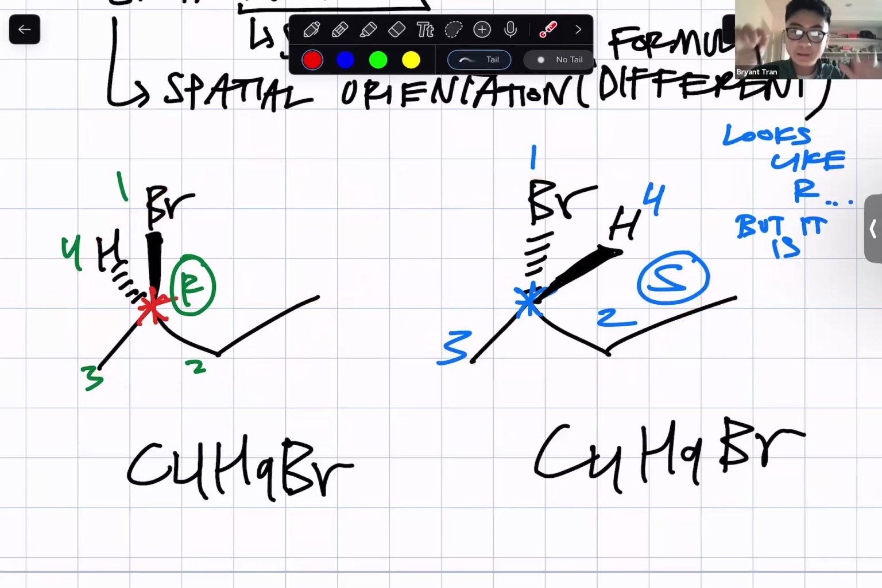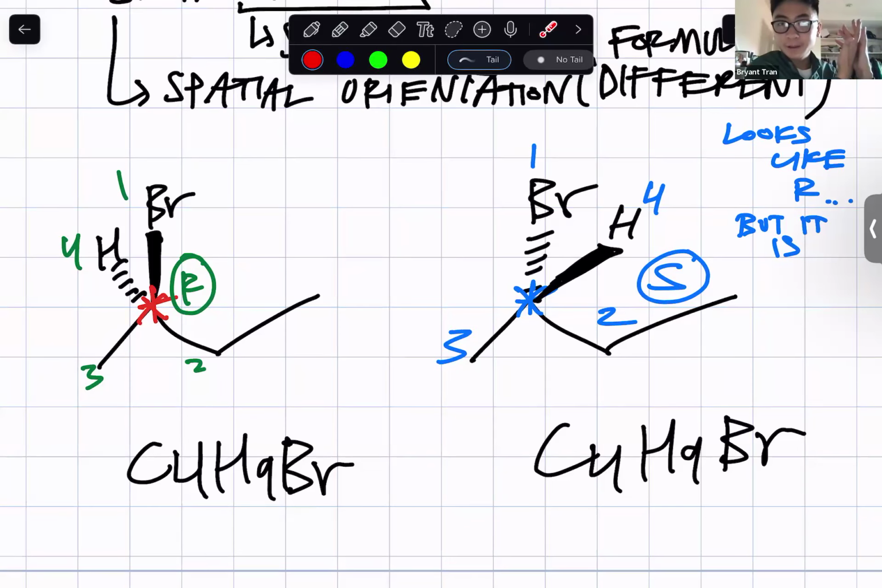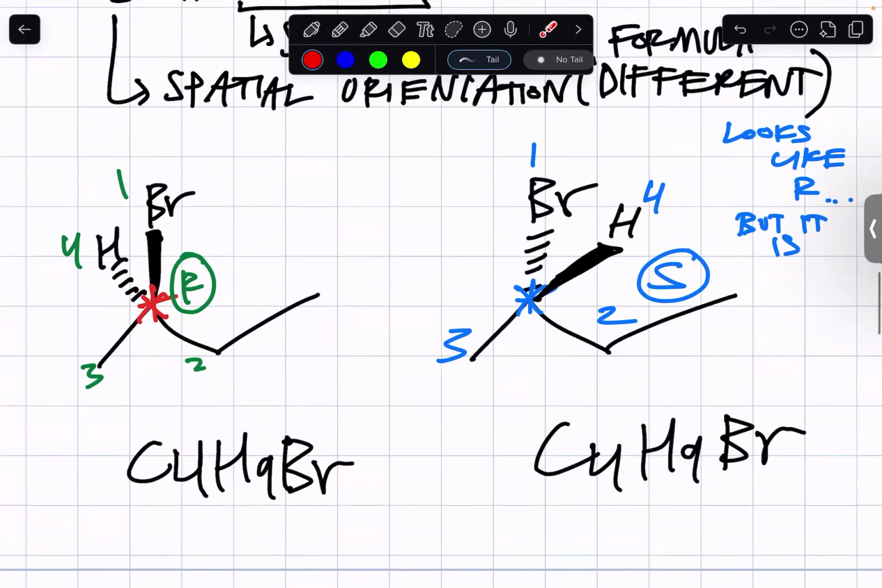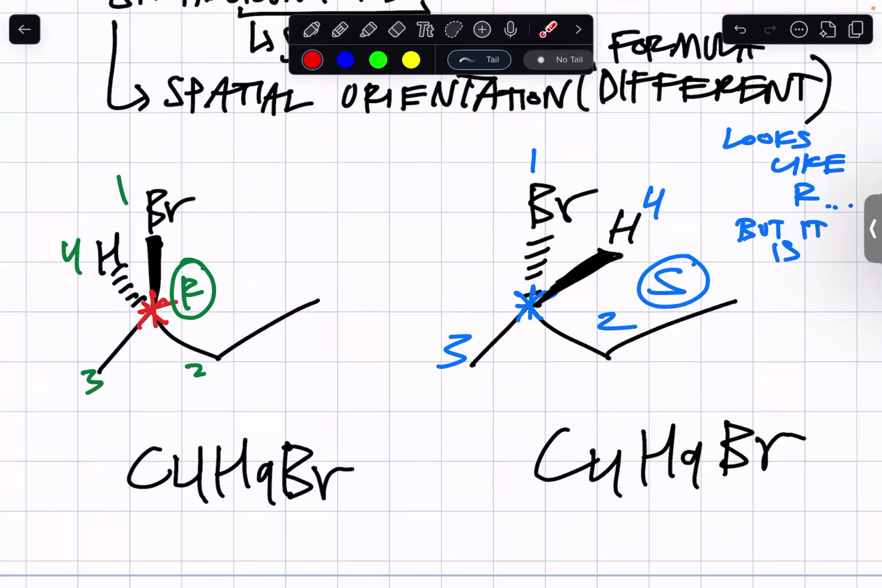So think of it like your hands, right? Like you have a right hand and a left hand. If you try stacking them on top of each other, they will not match, right? They're non-superimposable from each other. They give the mirror image of something, right? Clear? Yep, that's good.